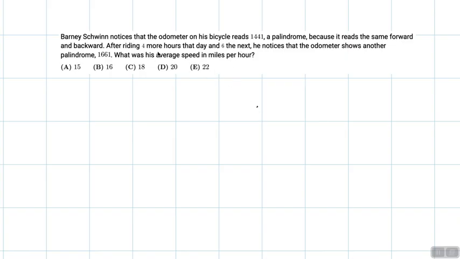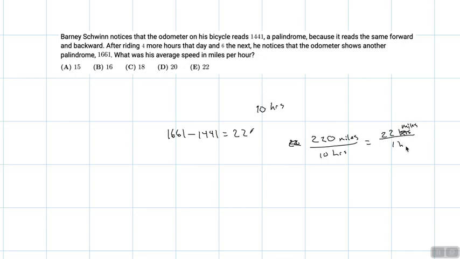So he rode a total of 4 plus 6, 10 hours. And the number of miles he rode is 1661 minus 1441, and that is 220. So he rode 220 miles in 10 hours. So in 1 hour, divide each of these by 10, 22 miles over 1 hour. Average speed, 22 miles an hour, choice E.